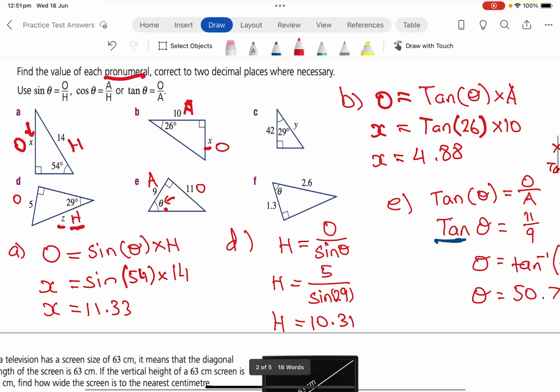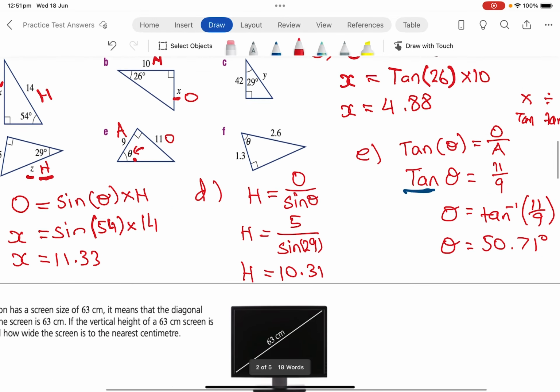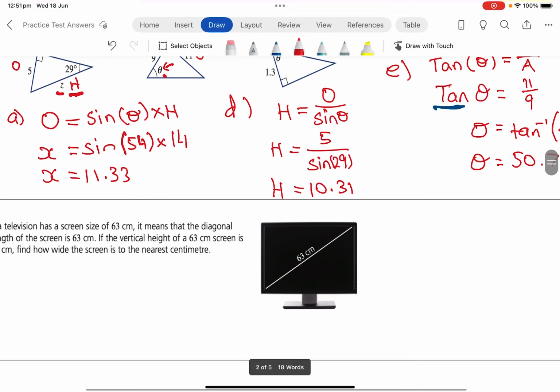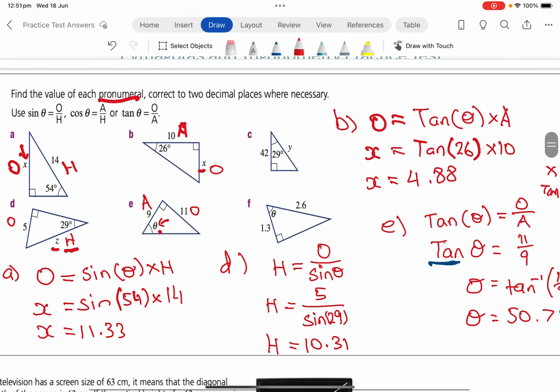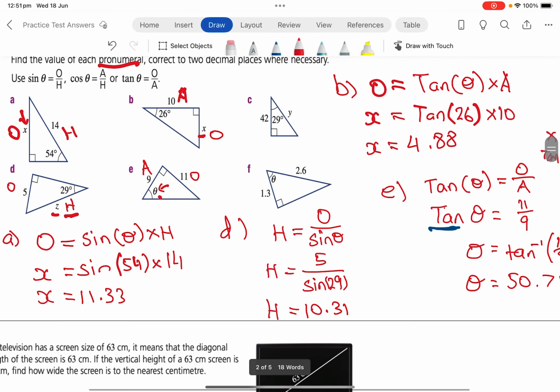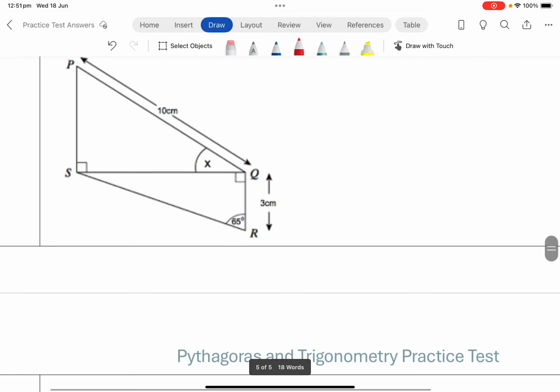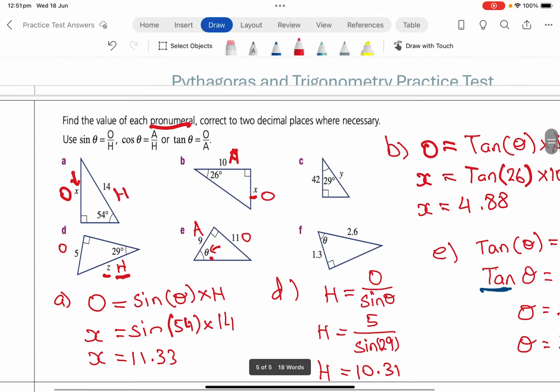All right, I admittedly am running out of room a little bit for part C and part F. We'll try to squeeze them in a bit later. I think you guys have got the gist of it. We've actually done one example of each type of trig question. So we haven't done C and F yet. I will do them at the end of the video.